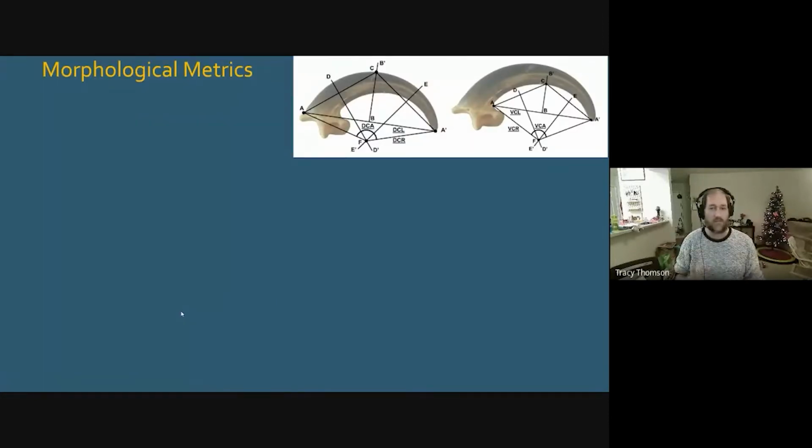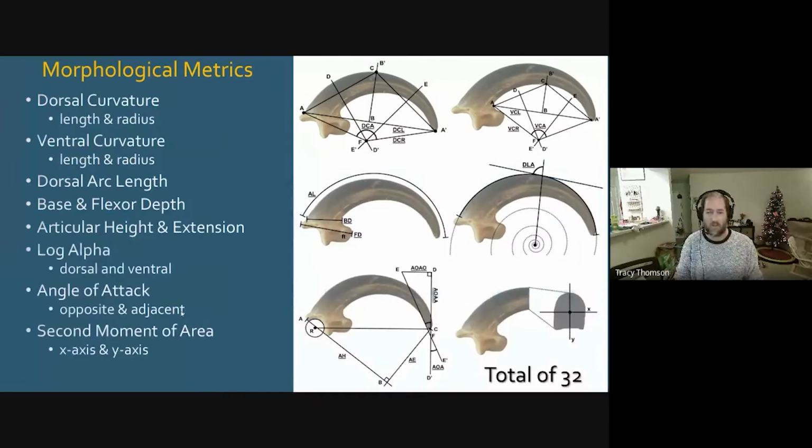And then the morphological metrics themselves. I mentioned that I wanted to use a lot more, so I used about 32 of them, not just curvature, but all sorts of things. And the takeaway I wanted to show you here is with the curvatures. The curvatures are measured in angles. The problem with using angles is that everything else is measured in lengths.